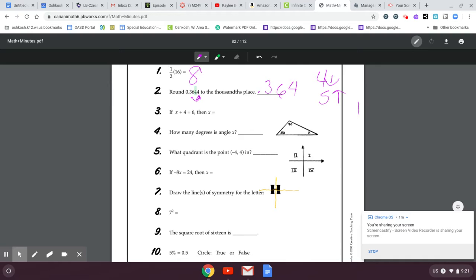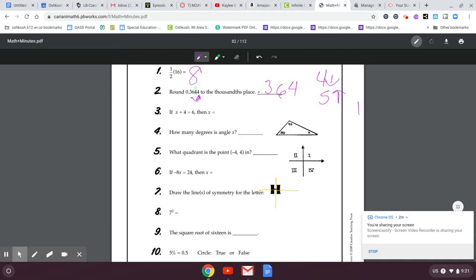Now, number 3, if x plus 4 equals 6, then what is x? So we're thinking, okay, what plus 4 is 6? If we don't know that fact, that's absolutely fine. We can use the numbers we know and do 6 minus 4, and that's 2. And we can check our answer by putting that 2 in for the x and adding 2 plus 4. Yep, that's 6. So our answer is 2, and I'm going to erase some of that to get it out of the way.